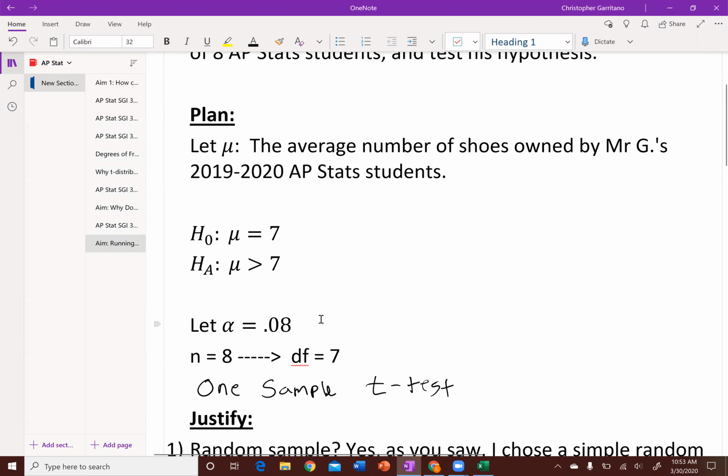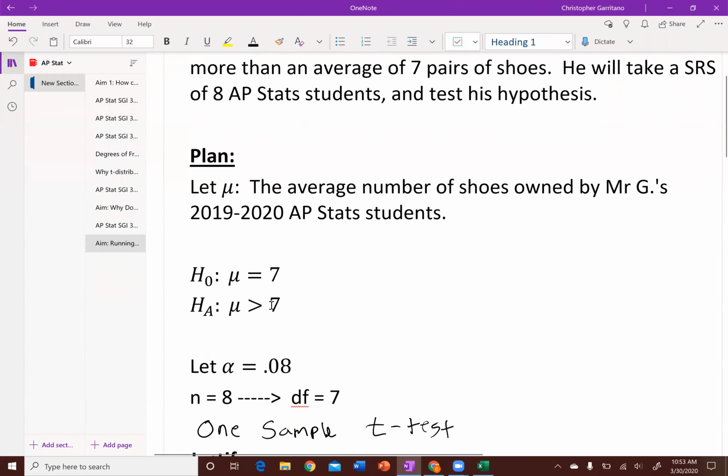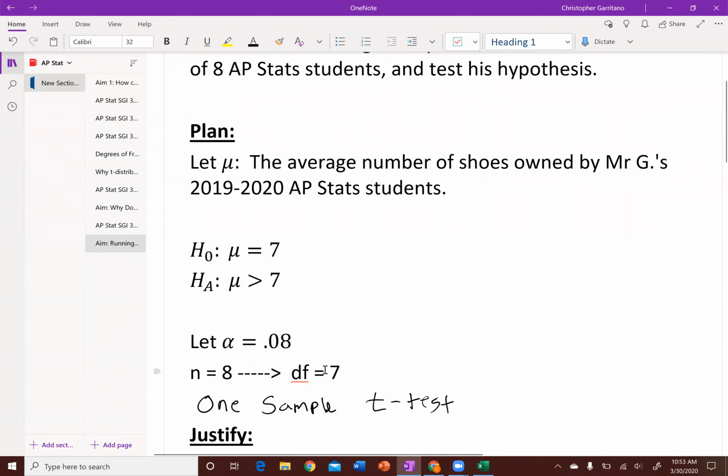We're going to get a little crazy today. We're going to use an alpha value of 0.08. And again, as I mentioned in the description of the problem, we're going to have a sample size of 8, which means that our degrees of freedom will be 7. That's an important thing to know. Remember, as the degrees of freedom changes, the t distribution also transforms along with it. And as mentioned before, we're going to perform a one-sample t-test.